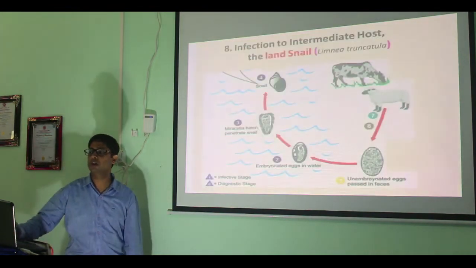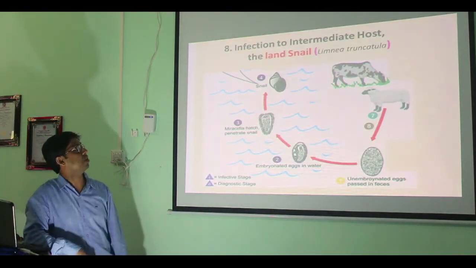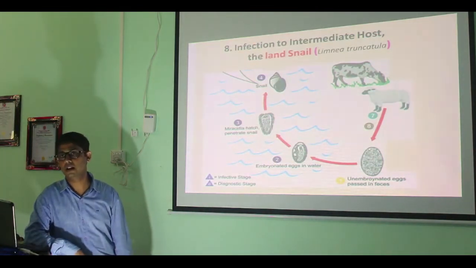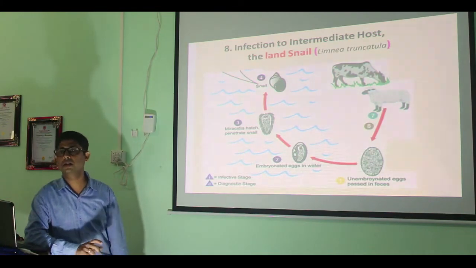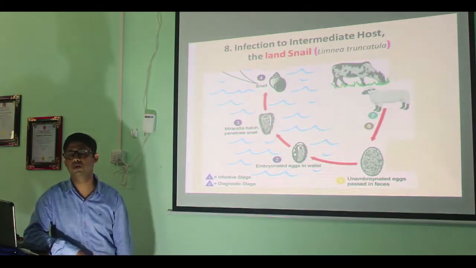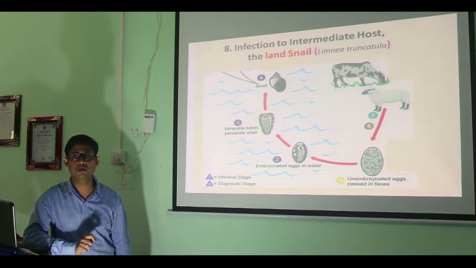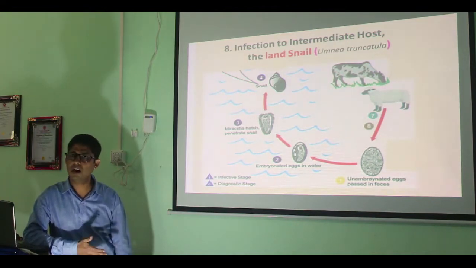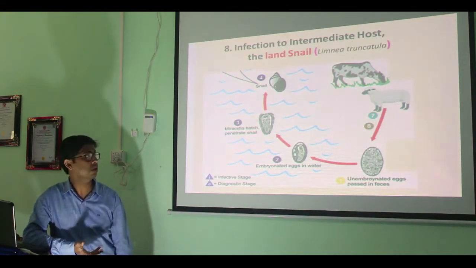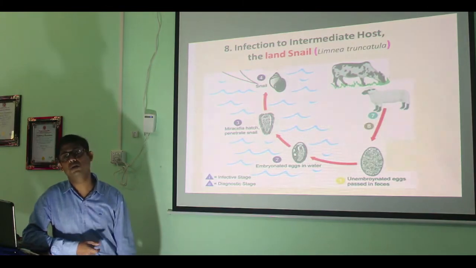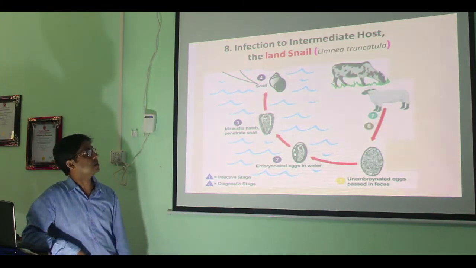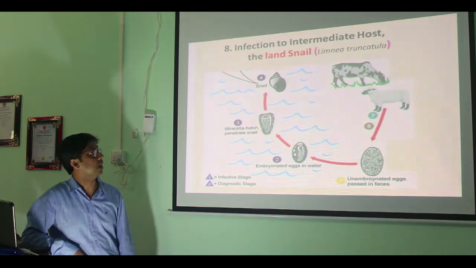Now let us know the infection to the intermediate host, the land snail. We have already discussed that this Fasciola hepatica has two different hosts. One is the primary host, which is sheep, maybe cow, maybe human being, dog, elephant also. And the intermediate host is the land snail. It is the snail of genus Lymnaea.